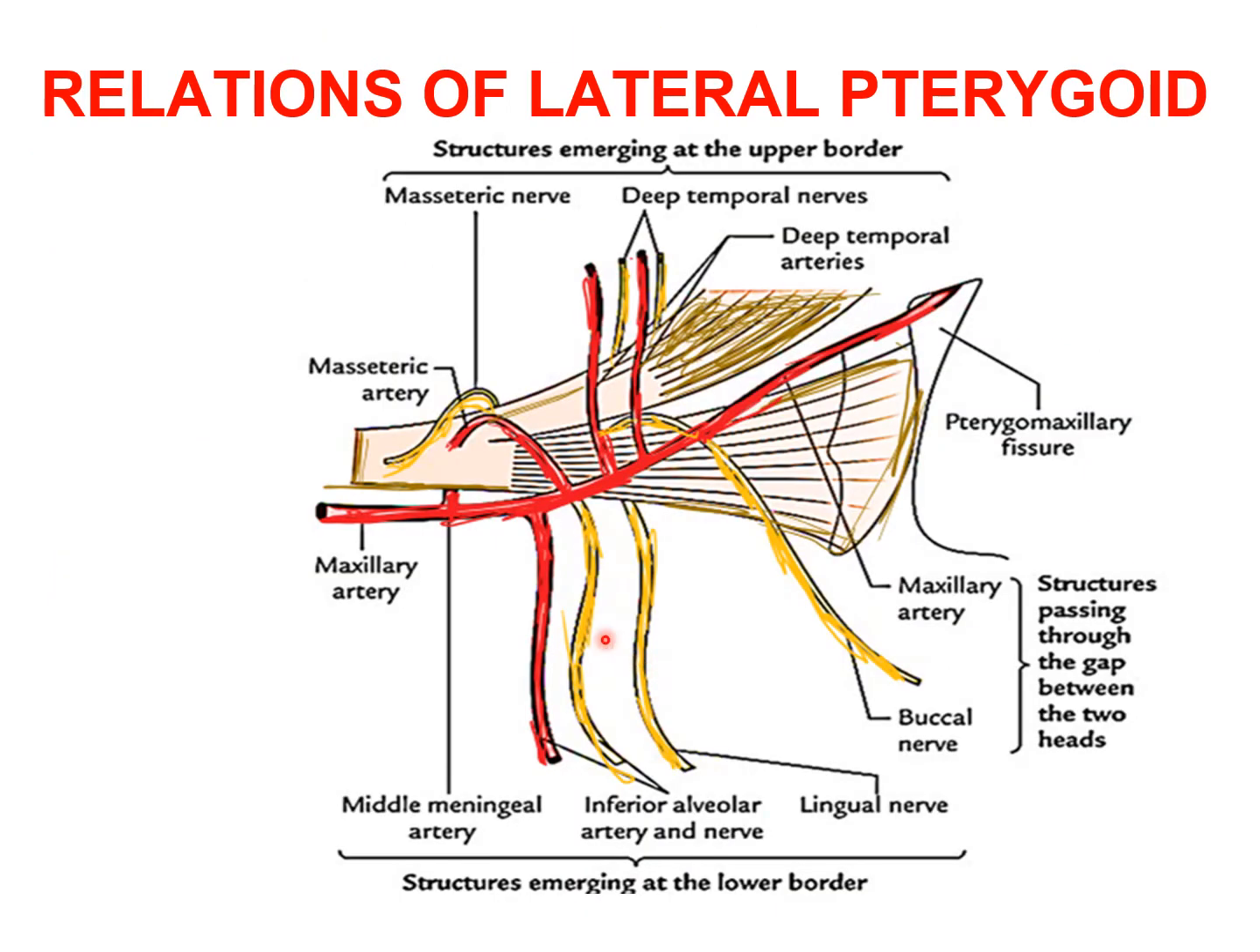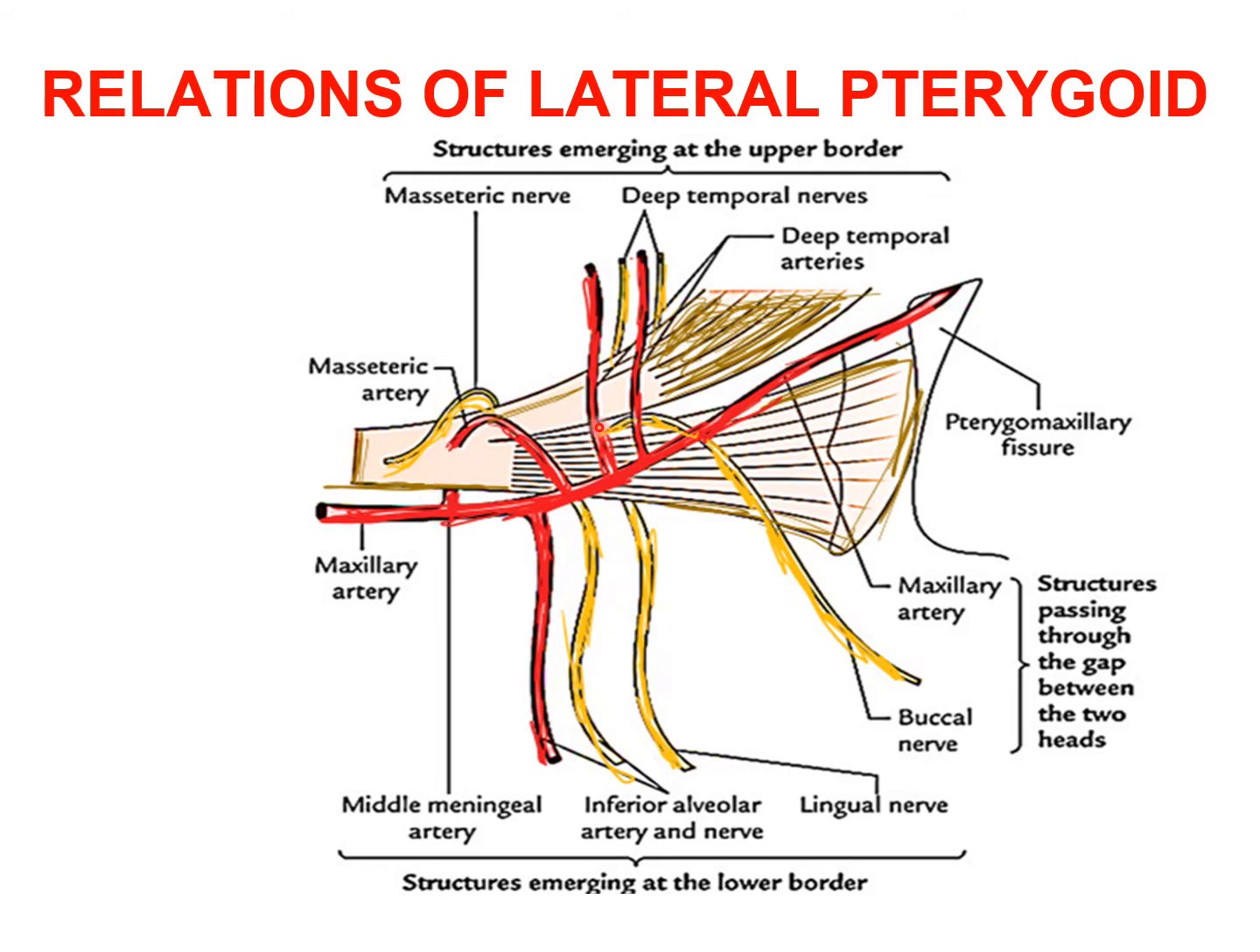To summarize the relations of lateral pterygoid, since the lateral pterygoid consists of upper and lower heads, both the heads are uniting to gain attachment to the pterygoid fovea. There are certain structures which are emerging at the upper border. The structures emerging at the upper border are the deep temporal nerves and the masseteric nerve, the deep temporal arteries and the masseteric arteries. The structures which are emerging at the lower border are the lingual nerve, the inferior alveolar nerve and vessels. Also seen are the middle meningeal and the accessory meningeal arteries which are passing upwards deep to the lateral pterygoid.